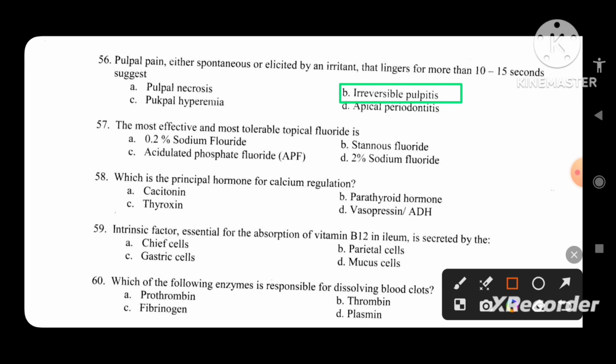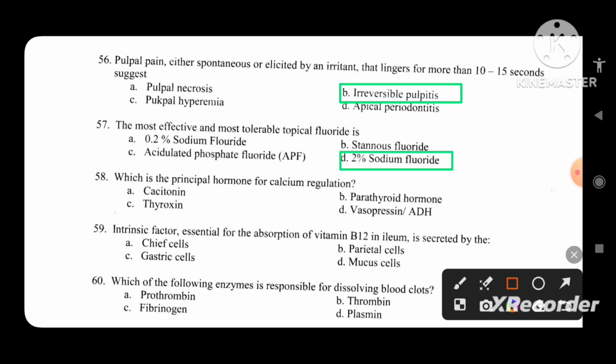The most effective and most tolerable topical fluoride is. Options are 0.2% sodium fluoride, acidulated phosphate fluoride, stannous fluoride, or 2% sodium fluoride. And the correct answer is 2% sodium fluoride is the most effective and most tolerable topical fluoride.